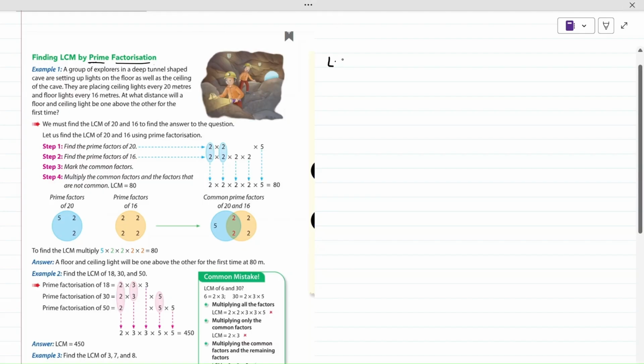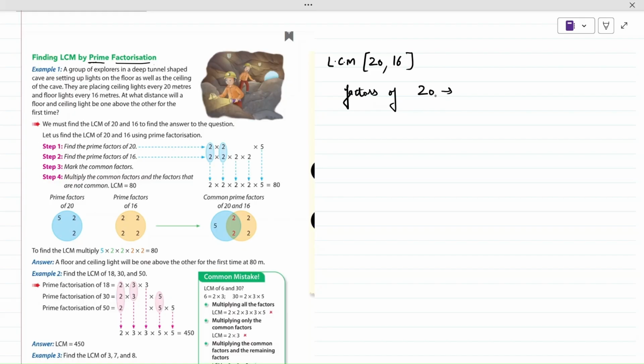For that, let us take the example of finding the LCM of 20 and 16, the same numbers which are given here. Okay, so what we have to do here is, first of all, find the factors of both the numbers. So factors of 20. Kids, before finding the factors of 20, let us first understand what factors are. Factors are the numbers which divide the given number completely. Okay, we have to find the factors of 20 here.